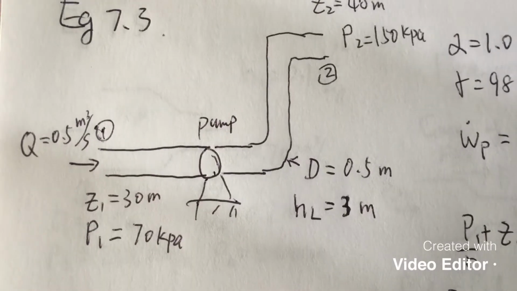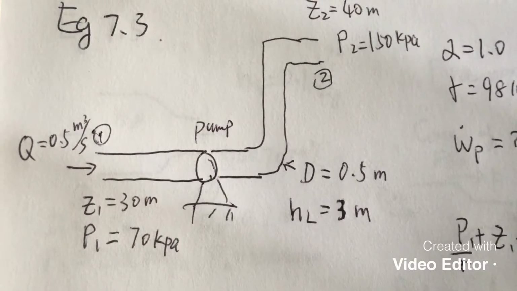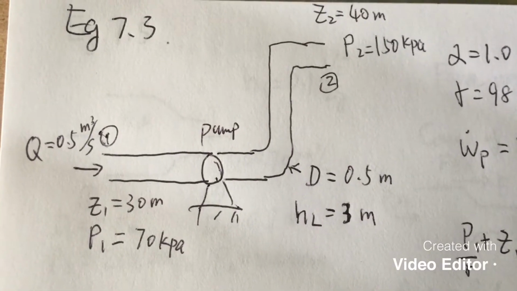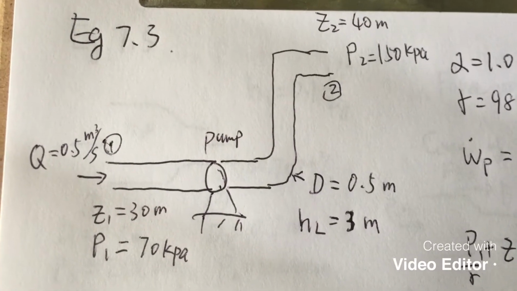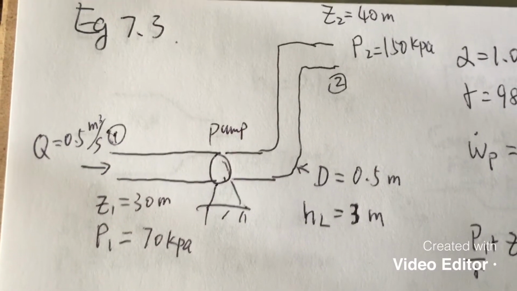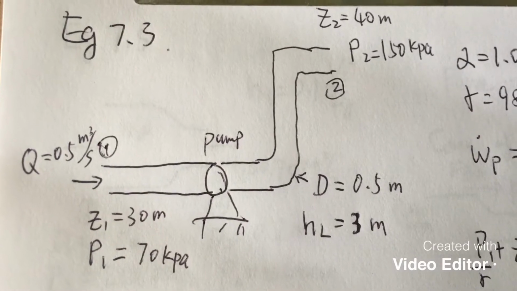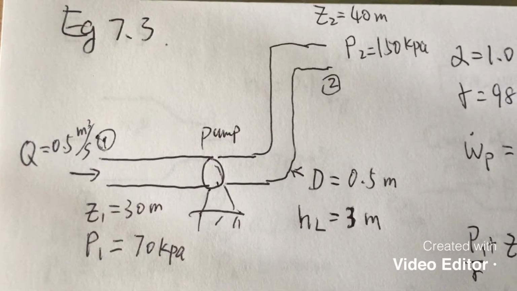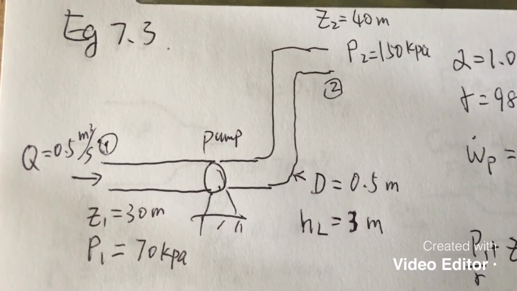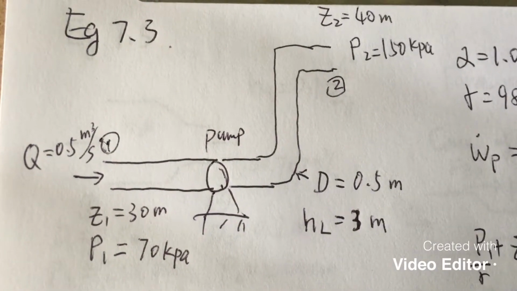There's a pipe. There's a pump to pump the flow in the pipe from a low location to a high location. It's a typical pump application, right? The flow rate in the pipe is 0.5 cubic meter per second. The diameter of the pipe doesn't change. It's 0.5 meter.